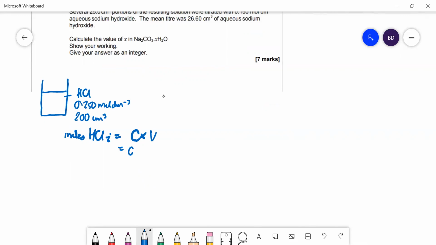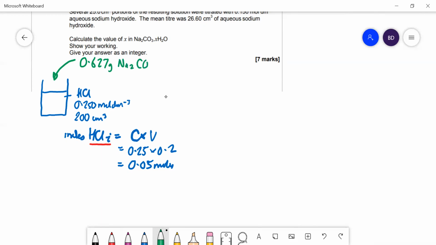Which is 0.25 multiplied by 0.2, which is equal to 0.05 moles. That's the initial concentration, initial moles of HCl. What we're going to do then is add some sodium carbonate to that. We're going to add 627 milligrams, so that's 0.627 grams of sodium carbonate.